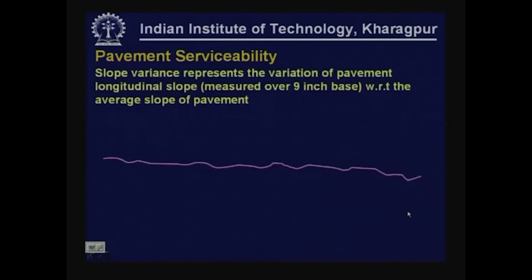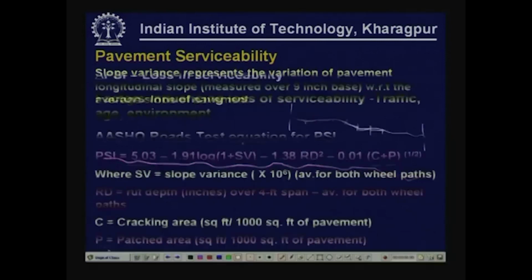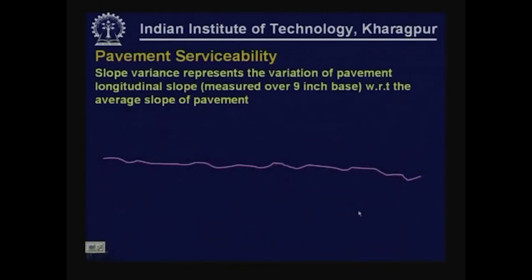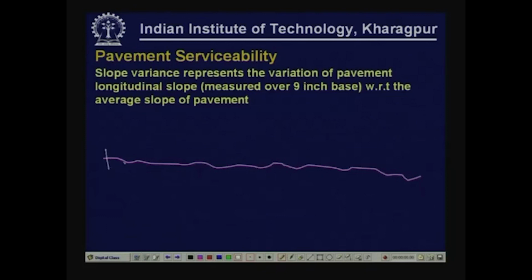A slope variance represents the variation of pavement's longitudinal slope. This is measured over 9-inch base, as I just explained in the previous slides. So, 9-inch base length is considered, and over this what is the slope that is measured. If you have 100 such n values, we can calculate the variance of all those n values.